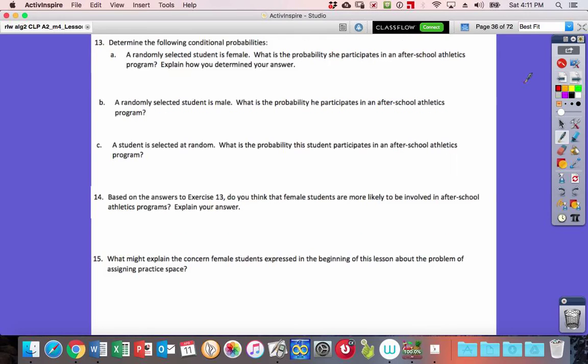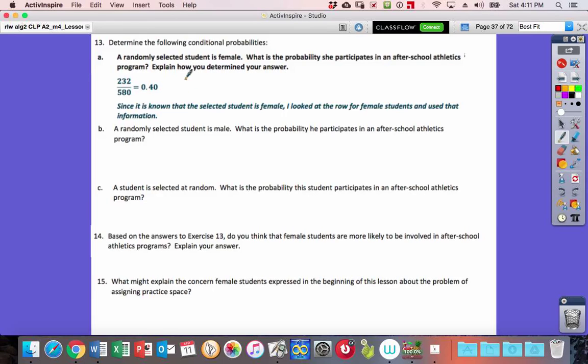Okay, determine the following probabilities. A randomly selected student is female. What is the probability that she participates in after-school athletics? Explain how you determine your answer. I wish we had the table up there at the same time. 232 females participate, and I'm looking at all the females, so it's 40%. Since it's known the selected student is female, I'm going to look at the row for female students and use that information. You should have your notes out and you should be able to see the table.